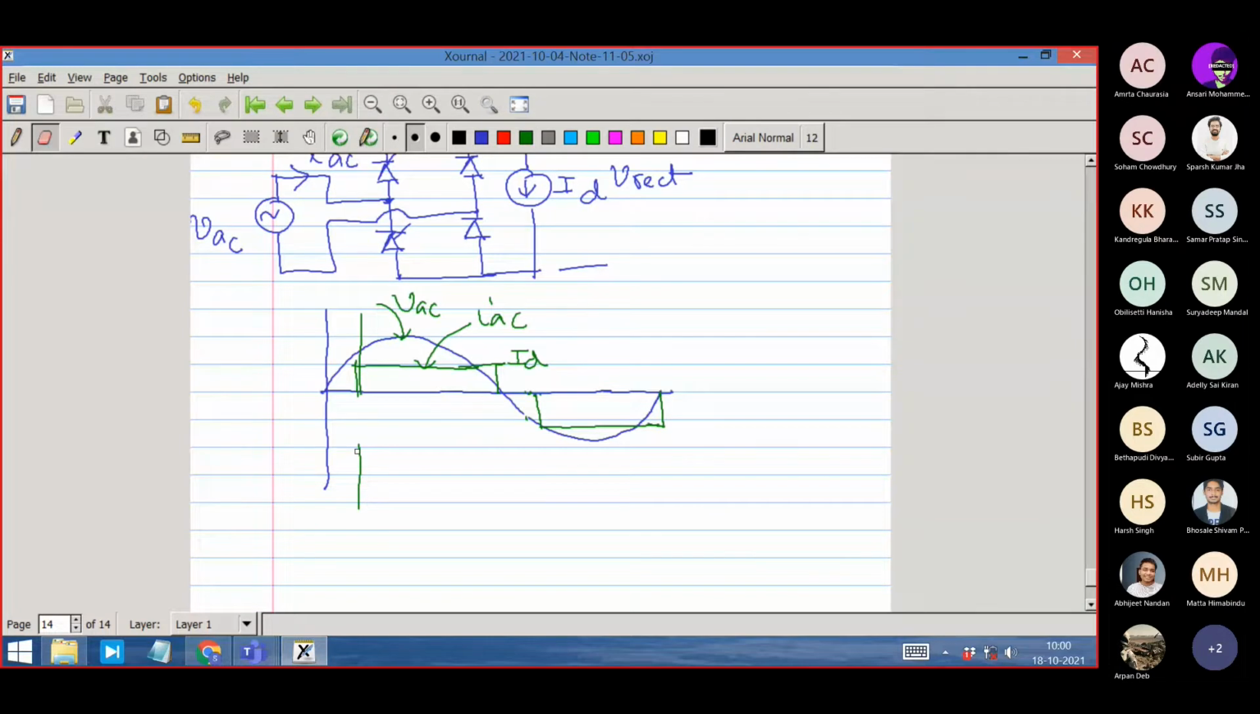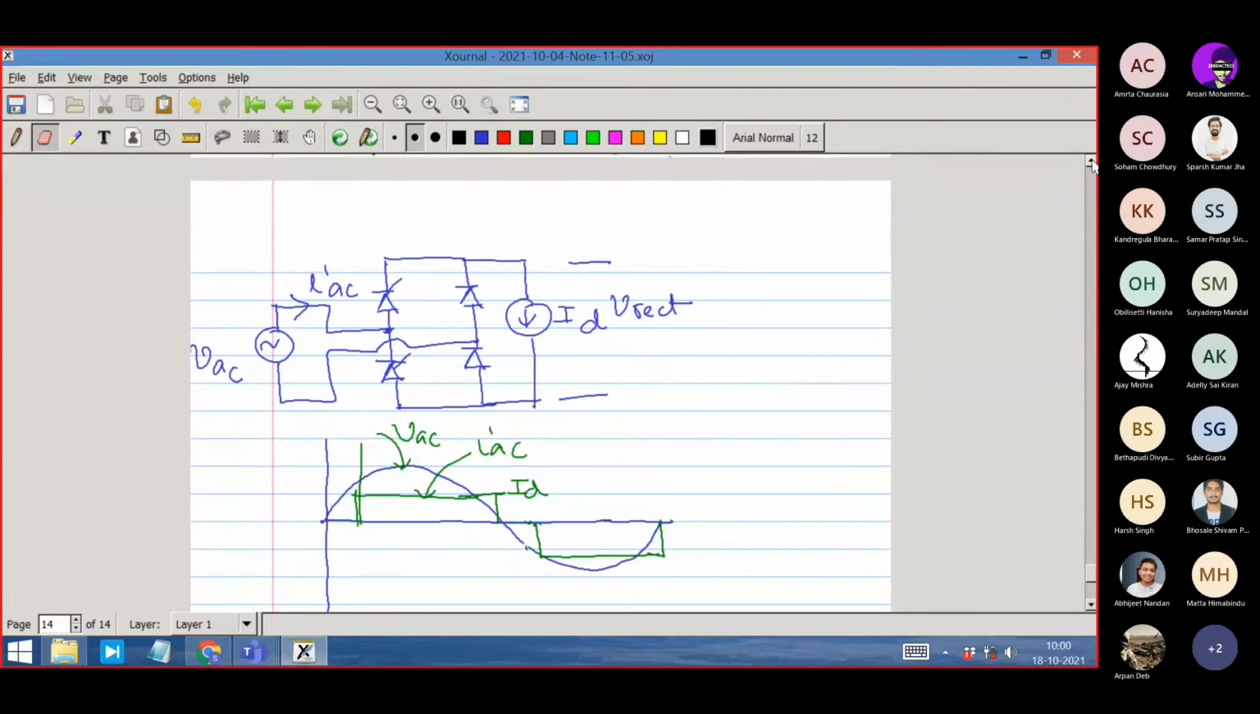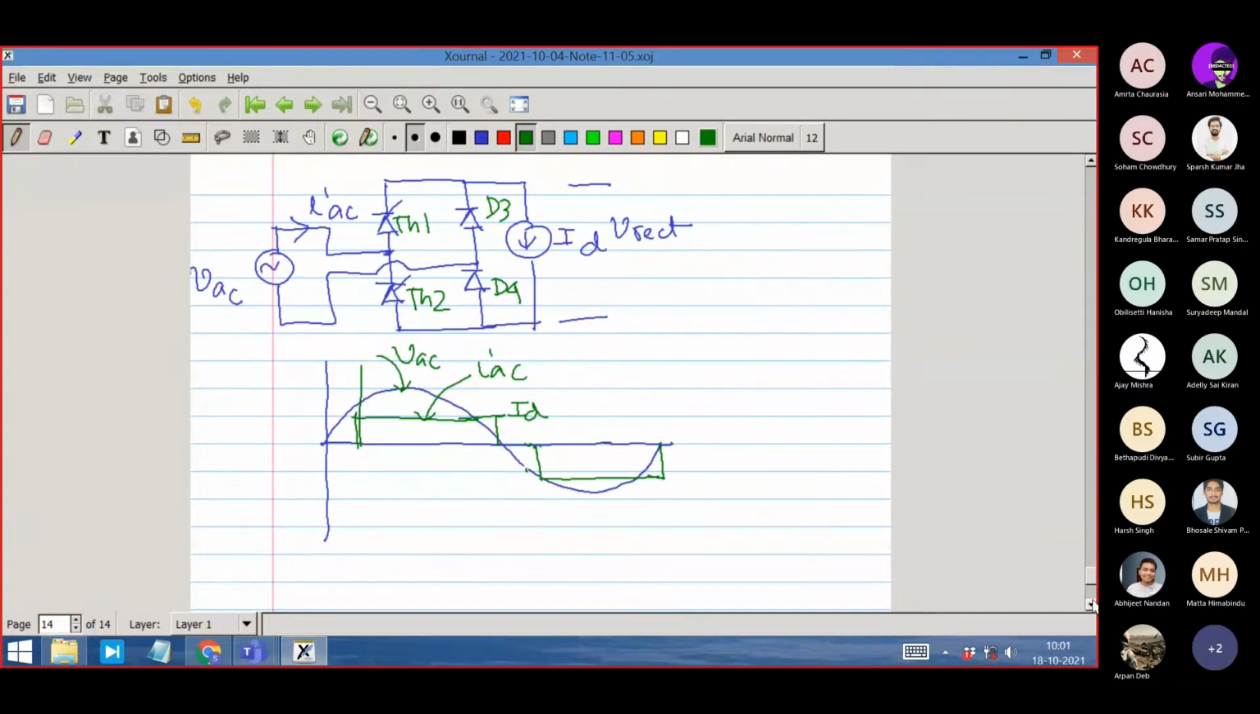So in the last class, we have seen how the semi-bridge converter works, and semi-bridge converter implies that there are two thyristors and two diodes, TH1, TH2, D3, and D4, and we analyzed and understood how the current waveform, with firing angle alpha, would be like this, because in this portion, D3 and D4, the ID will be freewheeling in this manner, and it will not come to the input side.